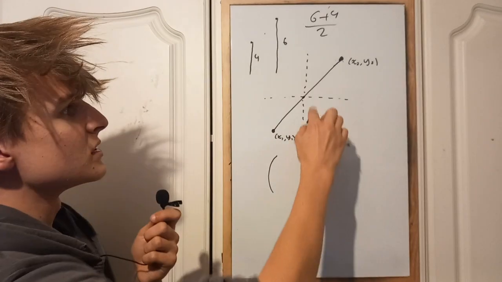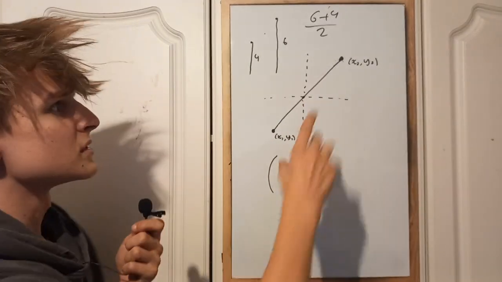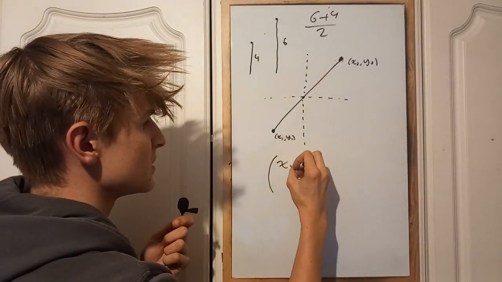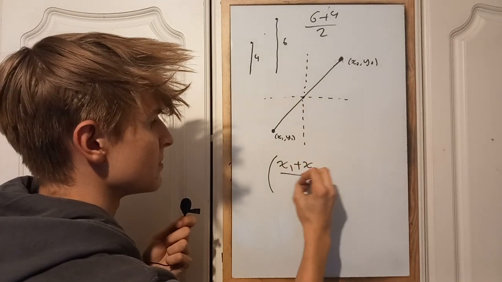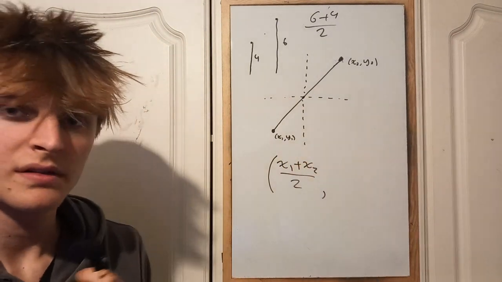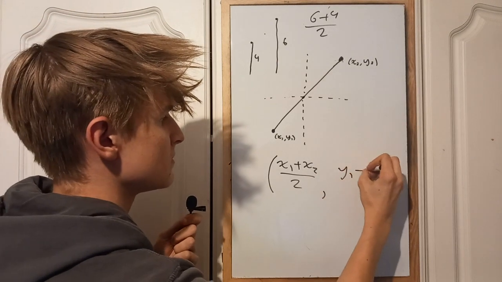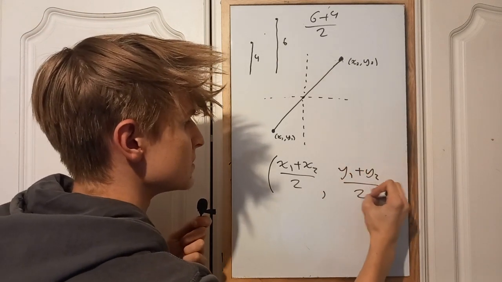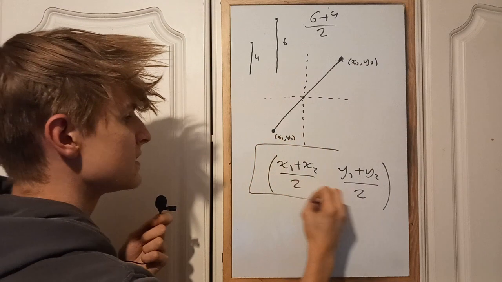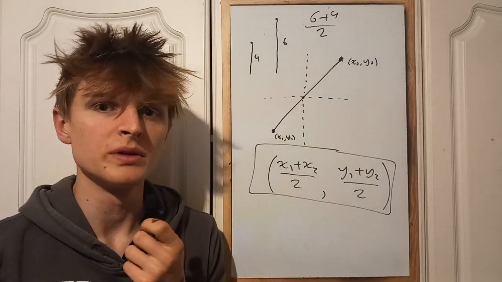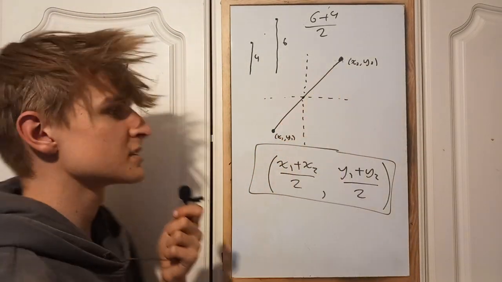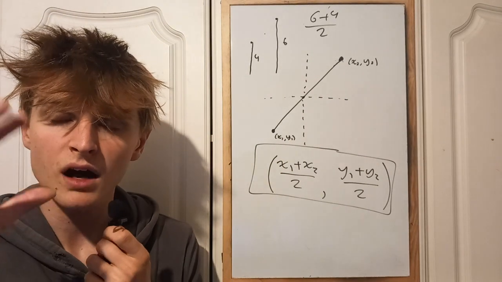For the x coordinate of the midpoint, you're finding the average x coordinate of the two points, so the average is x1 plus x2 divided by 2. And then similarly, the average y coordinate is y1 plus y2 all over 2. So there we go. This little expression here gives us a formula for the midpoint of two points in the xy plane, i.e. the point that is exactly halfway between them.